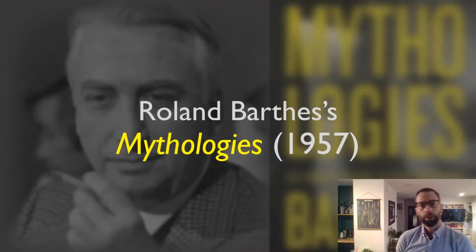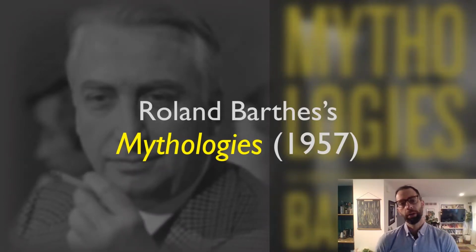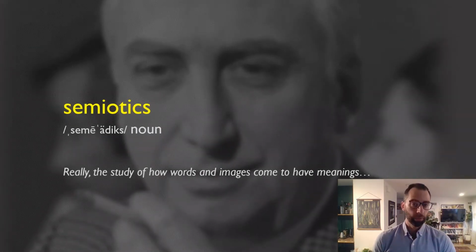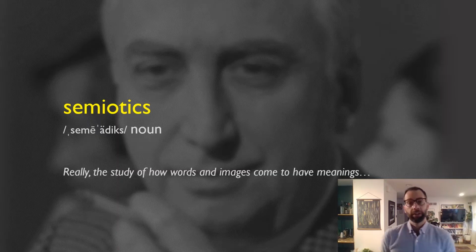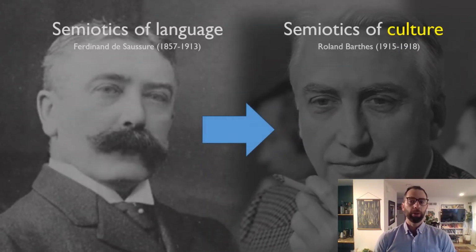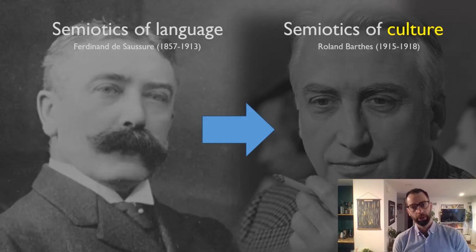Hey folks, in this video I'm going to introduce Roland Barthes' book Mythologies from 1957. The way I want to talk about this book is primarily as a work of semiotics. Formally speaking, semiotics is the study of signs, but you can just think of it as the study of how words and images come to have meanings. And importantly, Roland Barthes' Mythologies and much of his writing after that book is better described as a semiotics of culture.